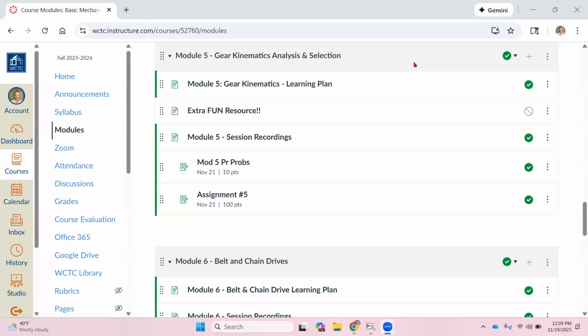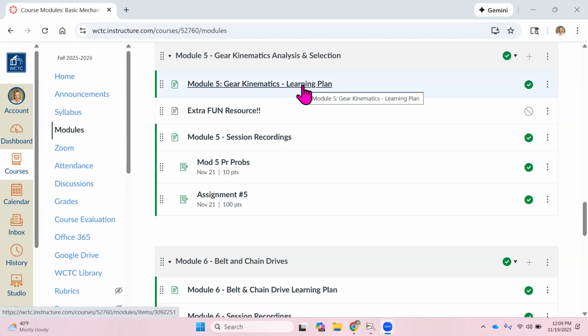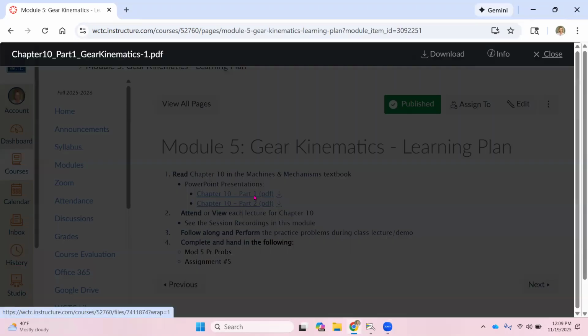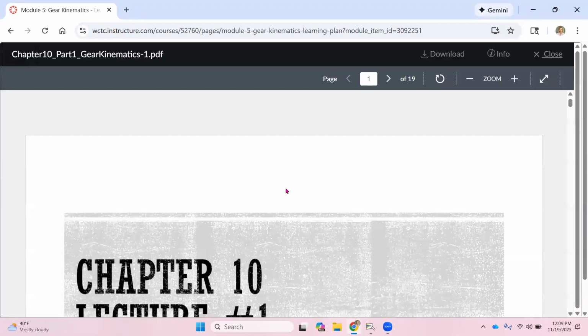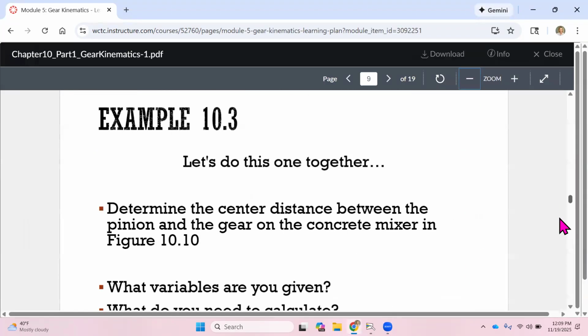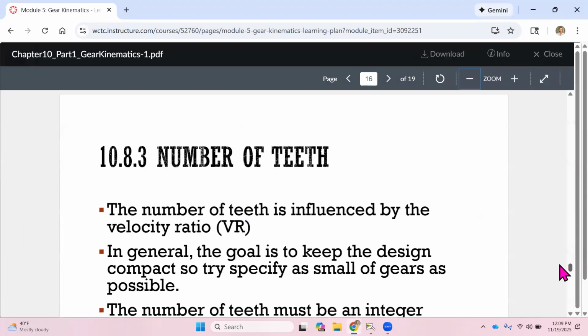Okay, so today we're going to continue on in Module 5. We have a little bit of the first PowerPoint presentation to finish up. So what I'm going to do is reopen part 1 of the PowerPoint presentation we had, and I'm going to scooch down to the last couple slides.